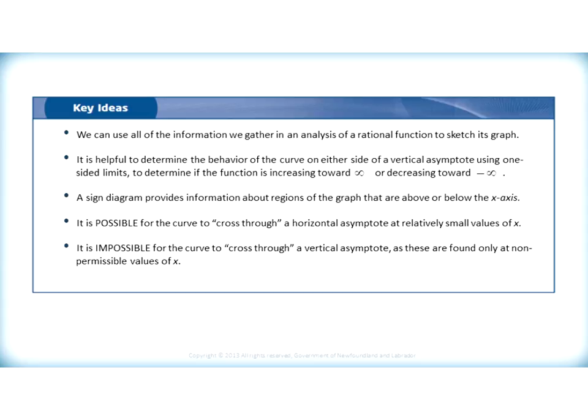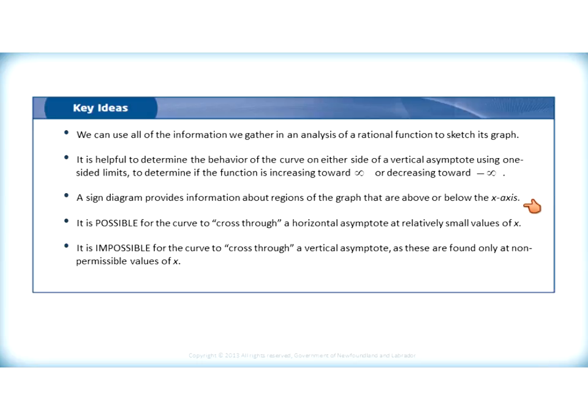We can use all the information that we've gathered earlier to help us sketch the graph. So we can often use the behavior of the curve on either side of a vertical asymptote using one-sided limits to determine what the behavior is. We don't often need to do that because with our sign diagram and everything else we have, we sometimes have enough information. But it's helpful for us to understand why we know which way we go on one side of an asymptote. And a sign diagram provides us with information about regions of the graph that are above and below the x-axis.